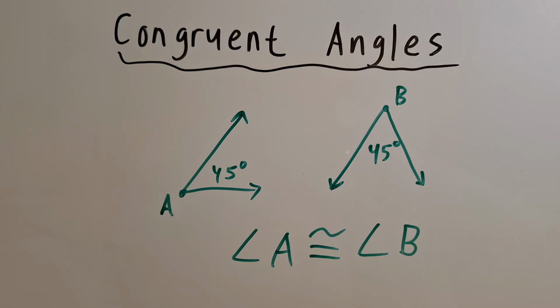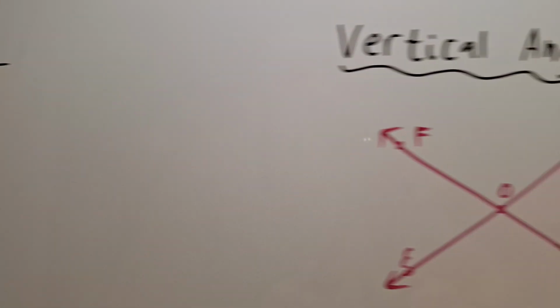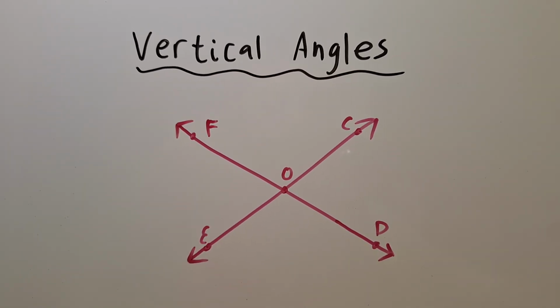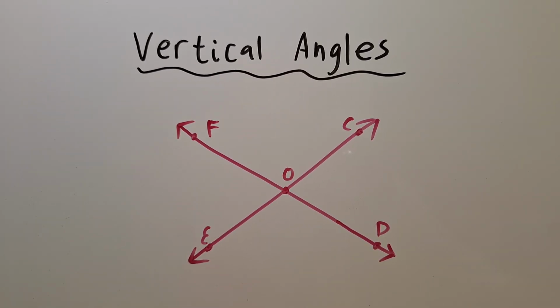And the reason why this is brought up first is because we will be using ideas like this to help show that sides, angles, and maybe even figures are similar or congruent, and we'll get to all that in later videos. Let's take a look now at vertical angles.